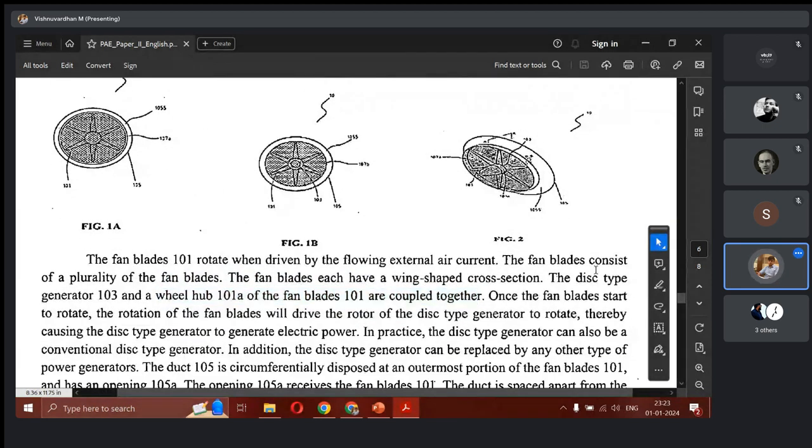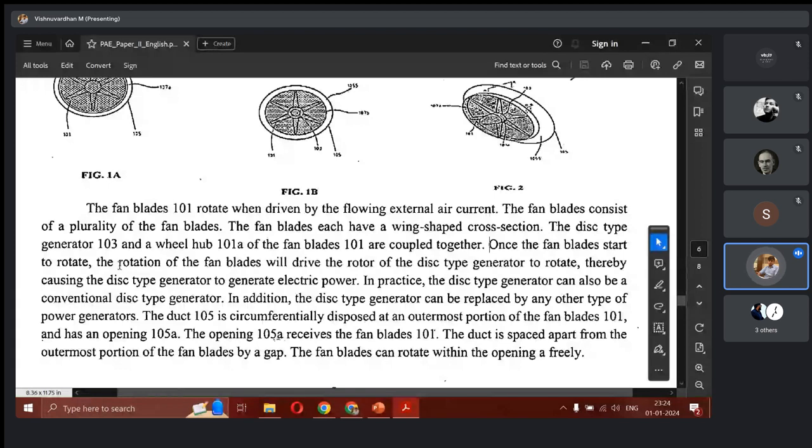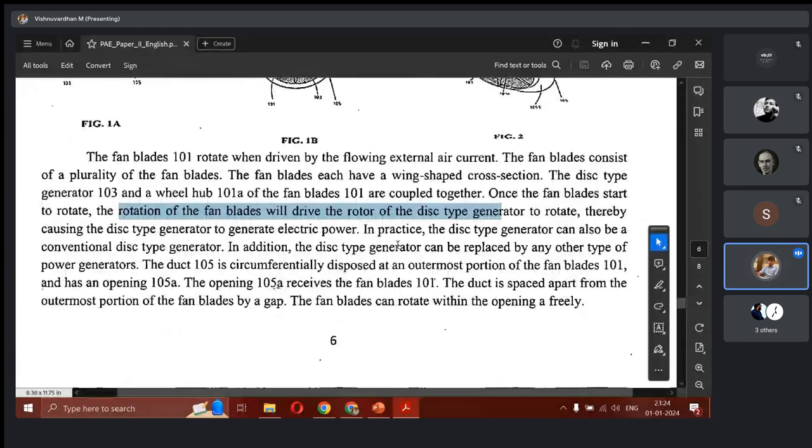See, here they've given the disc type generator and the wheel hub 101A of the fan blades 101 are coupled together. And then once the fan blades start to rotate, the rotation will drive the. Okay, so wait, don't write this. So yeah, identify some component from here and then explain it.